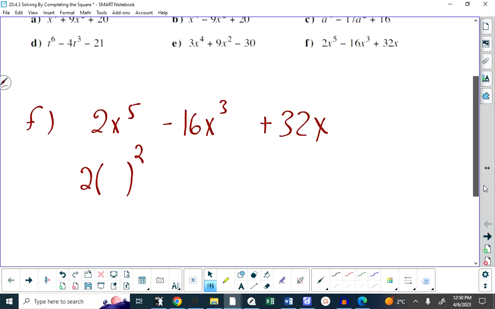But we're not in an impasse here. We can do something because there are common factors in here. Each of these terms is divisible by 2. And each of these terms is divisible by x. Well, I'm going to factor the 2 out, okay? So the 2 is going to go away on the x to the 5. The 16 is going to become 8. The 32 is going to become 16.